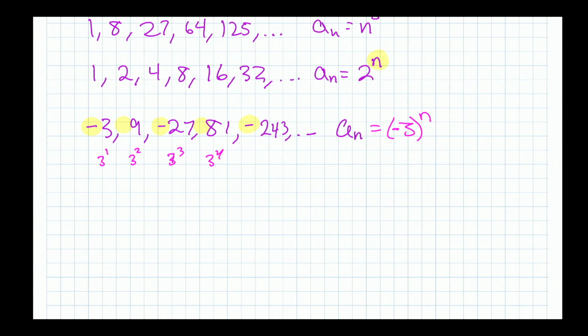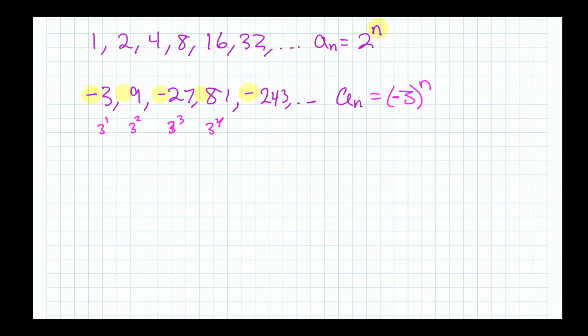Because if you have -3, right, A1 would be -3 to the 1, which is -3. A2 is -3 to the 2. -3 times -3 is +9, right? And so what happens is, if you put the negative inside those parentheses, that's going to make it alternate sign: minus, plus, minus, plus, minus, plus. Okay?